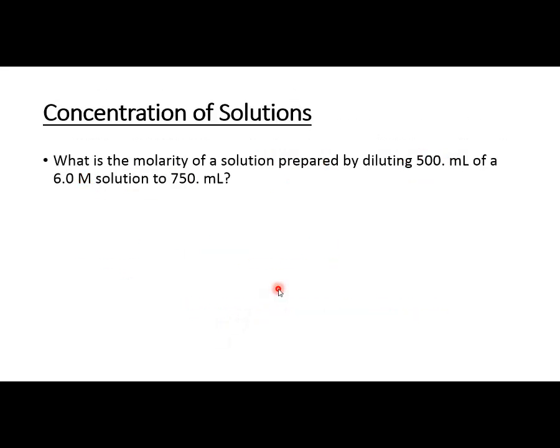Now let's consider that we don't know the molarity of a solution. So we end up wanting to solve for the molarity of a solution that we're preparing by diluting 500 milliliters of a 6.0 molarity solution of a solute to 750 milliliters. So you notice that the volume of the solution is increasing. That's a hint you're dealing with a dilution process. So in this case, I would like to solve for the final molarity M2.